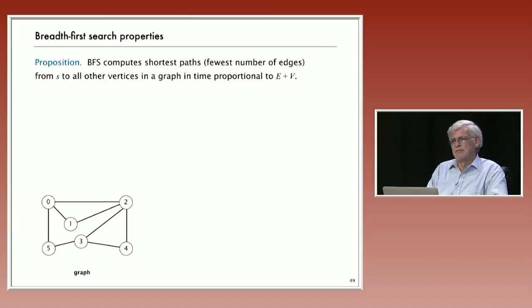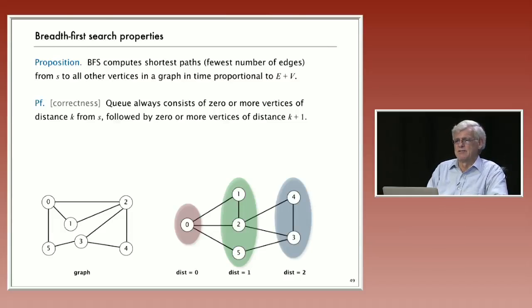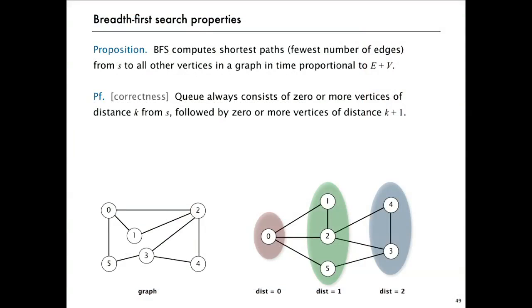So breadth-first search computes shortest paths, that is, it builds the data structure that we can answer shortest path queries from the source S to all other vertices in the graph in time proportional to E plus V, the number of edges plus the number of vertices. And so let's look at why that's the case.